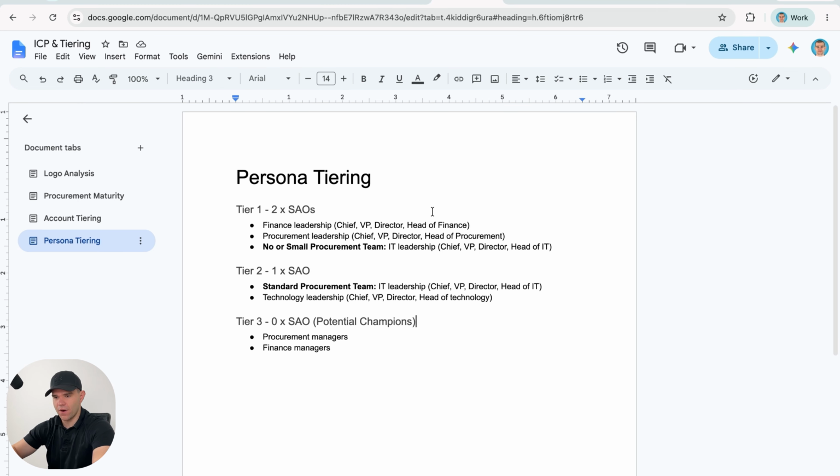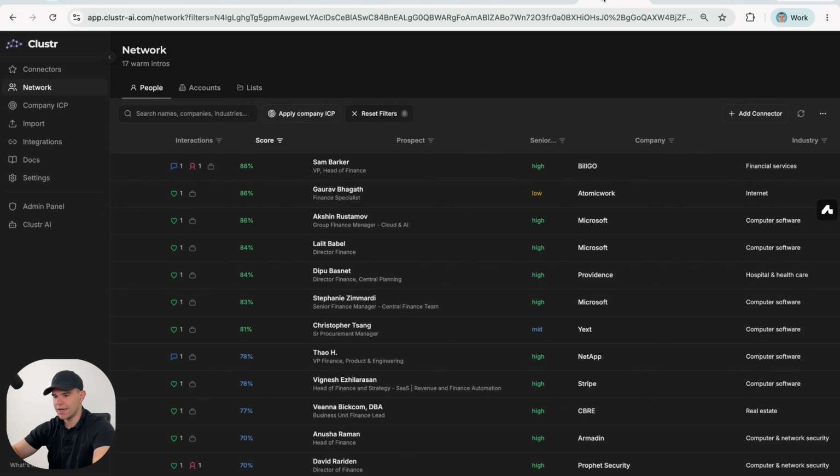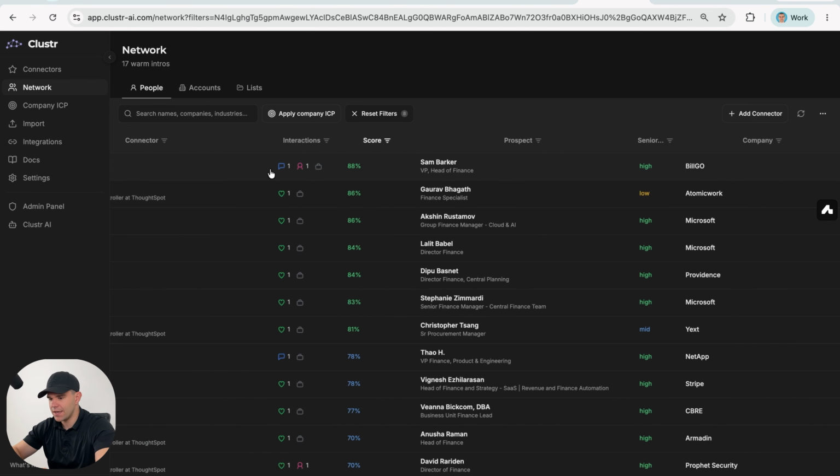So great, we've got our ICP and tiering for Spendflo. Now we can actually go and find some of their real customers, and we've got, how many here? What's this? 6 customers, still in the company, still in a similar role, and we can load these into Cluster. And what Cluster will do is it will analyze their network to see who they know that are also a persona for Spendflo so that we can get a warm intro. And so I really, really like this example here.